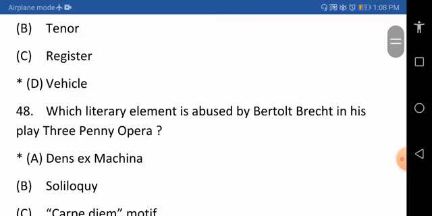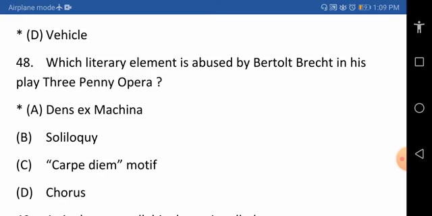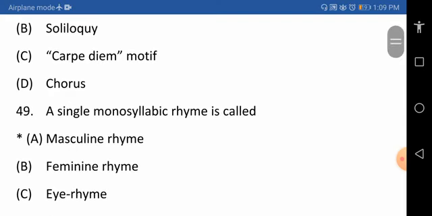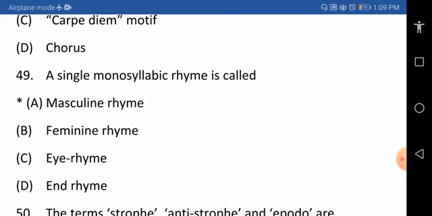Which literary element is abused by Bertolt Brecht in his play Threepenny Opera? The answer is Deus Ex Machina. 49th question is, a single monosyllabic rhyme is called masculine rhyme.